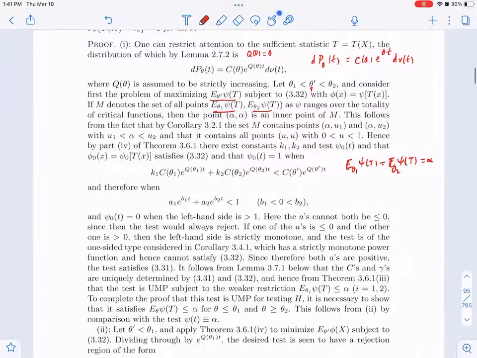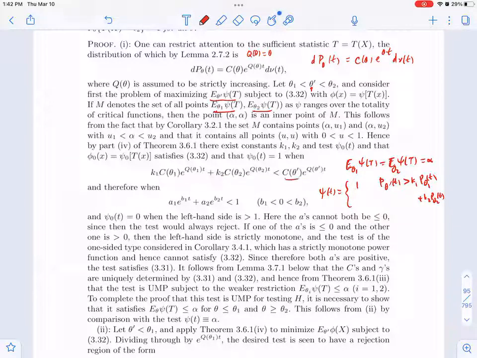The most powerful test would be the test that rejects when p theta prime of T is bigger than K1 P theta 1 of T plus K2 P theta 2 of T. That's the discussion that we had. And if you write these equations, it would look like this, okay?